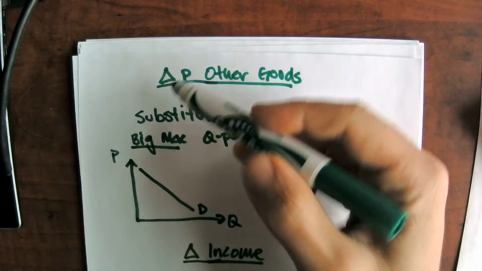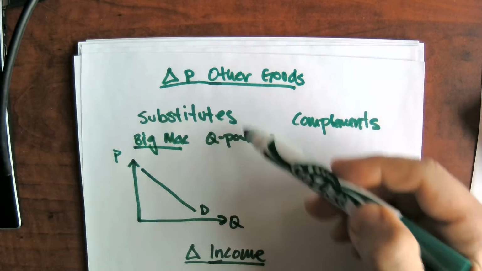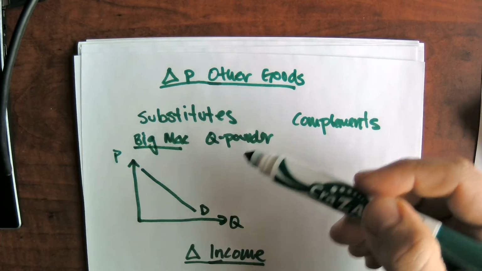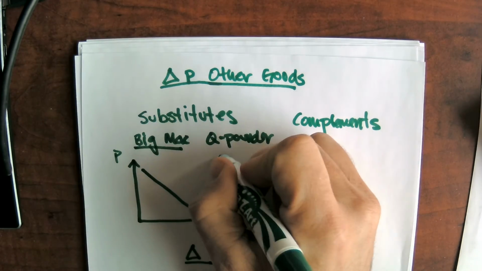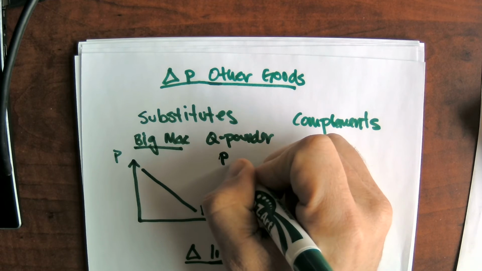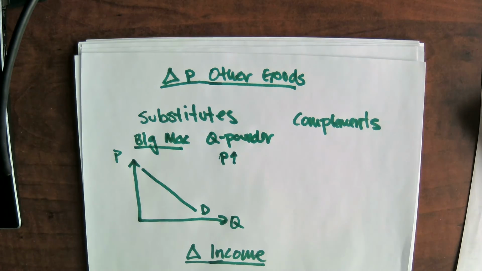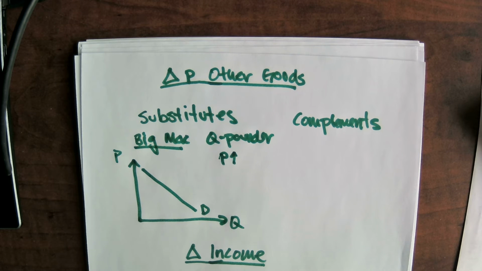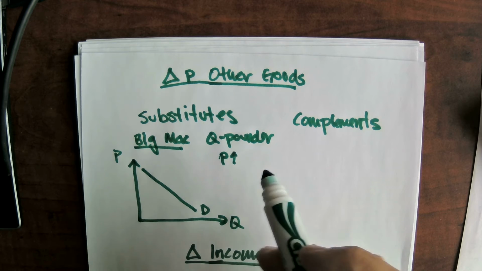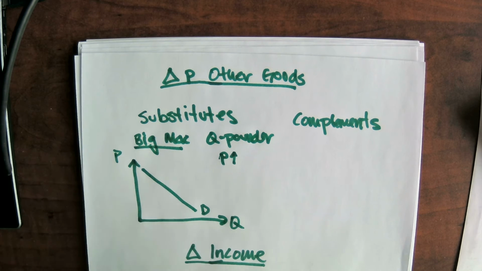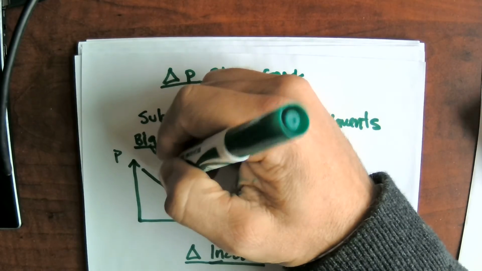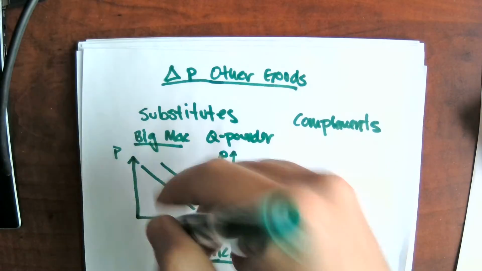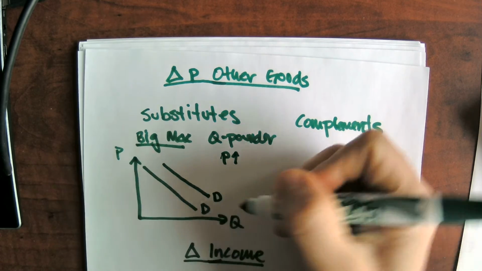And we're going to ask, what happens if the price of the other good, the quarter pounder, goes up? Just think about it. Quarter pounders get more expensive. You can have either a quarter pounder or a Big Mac, so what are you going to have? You're going to have more Big Macs, right? For substitutes, a price increase causes an outward shift in the demand for Big Macs.